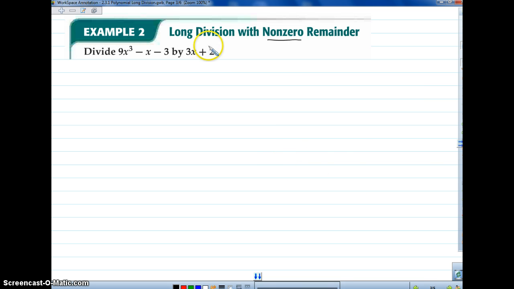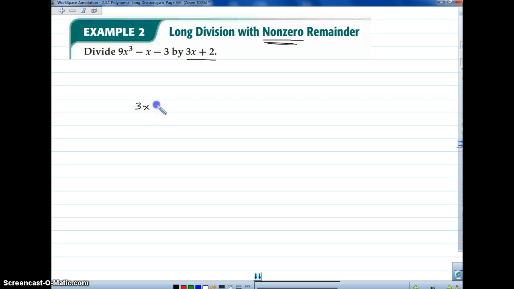Alright, the next step we're going to try is when you have a long division with a non-zero remainder. So what happens if you do try to do a long division, but the remainder isn't 0? Well, the first thing you should know is that it's no longer a factor of the polynomial. And we're not saying that it is. The previous problems were telling us that what we're dividing by was a factor. We don't know whether 3x plus 2 is a factor or not. If we get a 0 remainder, then it is. If we get a non-zero remainder, hint, hint, we probably will, then it's not a factor, but we can still find the solution. So 9x cubed minus x minus 3, we're going to divide that by 3x plus 2.